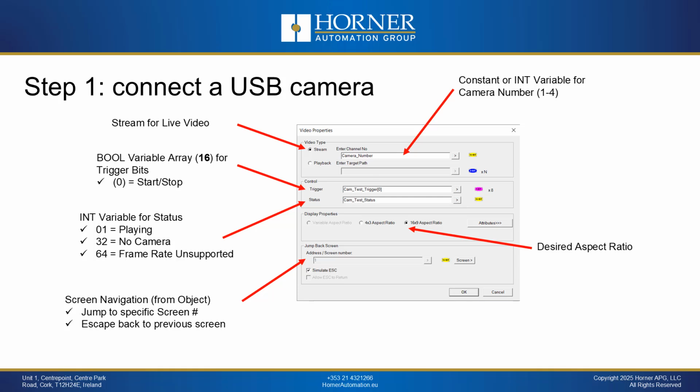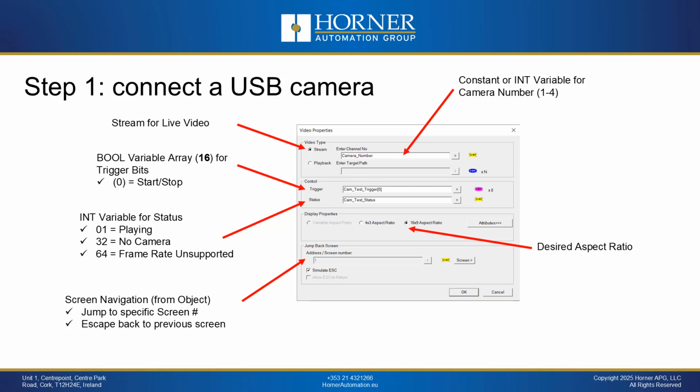There is also a trigger variable associated with the video object. This is a Boolean array, and although the dialog in Cscape 10.1, Service Pack 1 displays a requirement for 8 Boolean bits, the correct configuration requires an array length of 16. The first bit in this array is used to control the start and stop of the video stream from the camera. Additionally, a status register can be assigned.